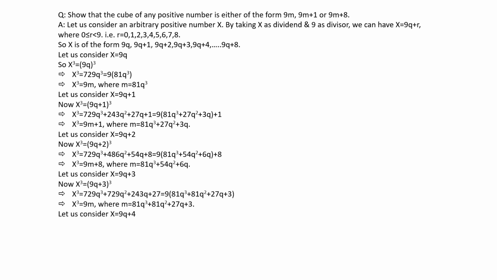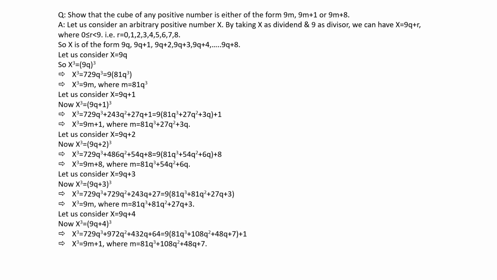Now let us consider x equals 9q plus 4, and let's see the result. x cube equals 9q plus 4 whole cube, or it is equal to 729 q cube plus 972 q square plus 432 q plus 64. Taking 9 common in the first three terms, we get 9 into bracket 81 q cube plus 108 q square plus 48 q plus 7 bracket ends plus 1, or we can write x cube equals 9m plus 1, where m equals 81 q cube plus 108 q square plus 48 q plus 7.